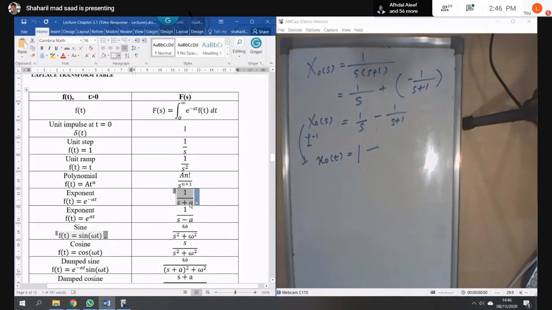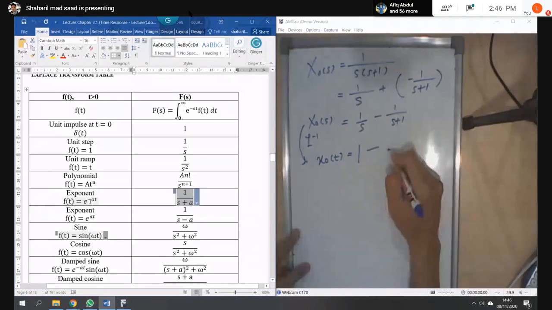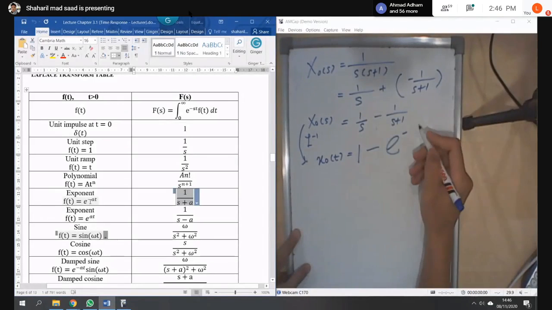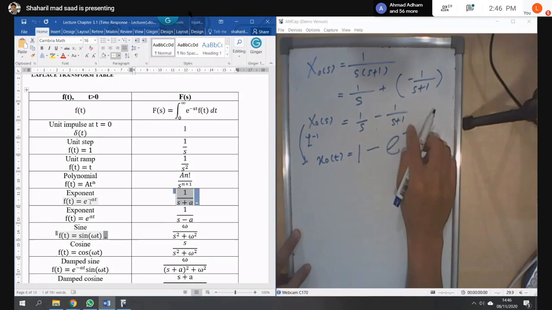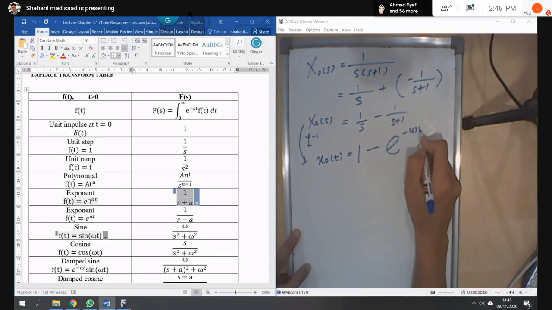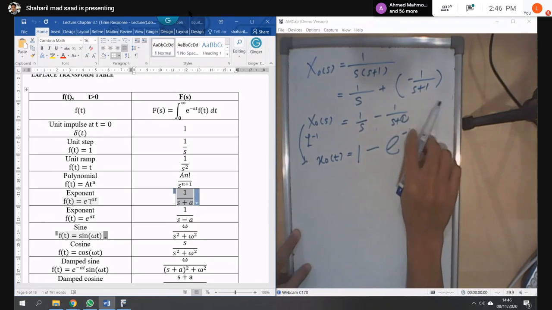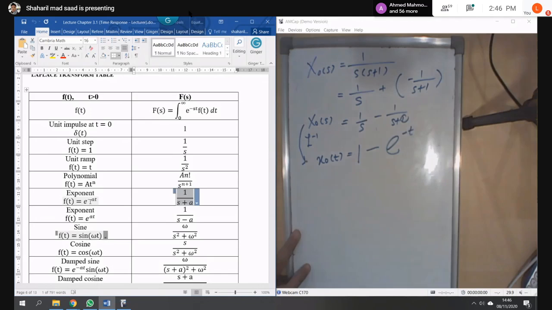1 over s plus a, right? S plus 1 equal to e exponent minus t. Okay, actually 1 times t. Where your a now is 1, so it is minus t. So you already got it in time domain. Now you can plot this graph. It is like 1 minus 1 over e to the t.